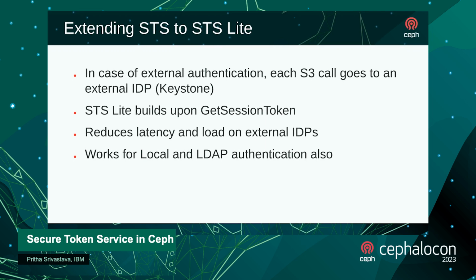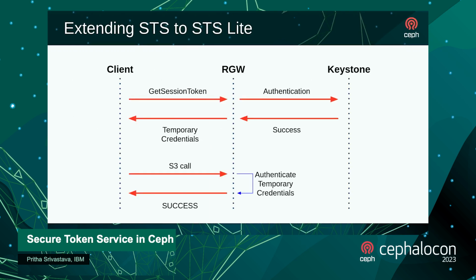And then the subsequent S3 calls can be made to RGW using these temporary credentials, and the authentication need not go to the external IDPs. So this is a simple flow of how get session token works. The get session token call goes to RGW using EC2 credentials. It further goes to the Keystone IDP, and upon receiving a successful authentication, it gives back temporary creds, and the subsequent S3 calls are made using these temporary credentials.